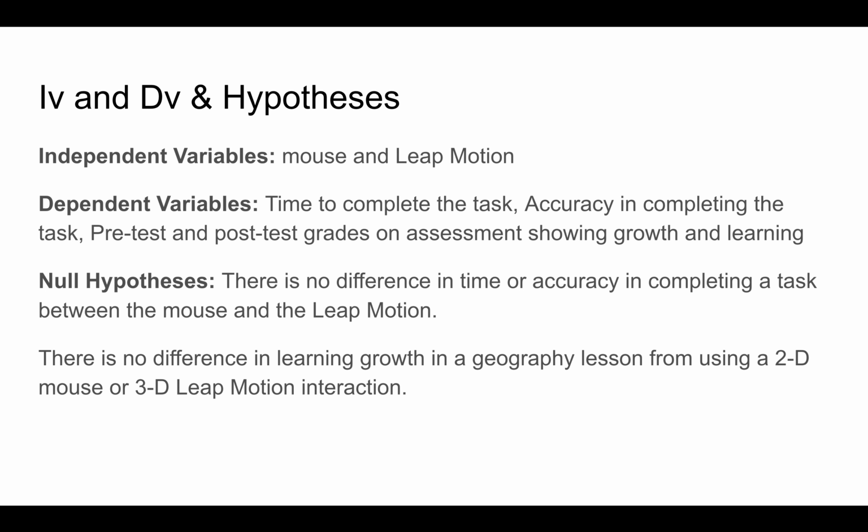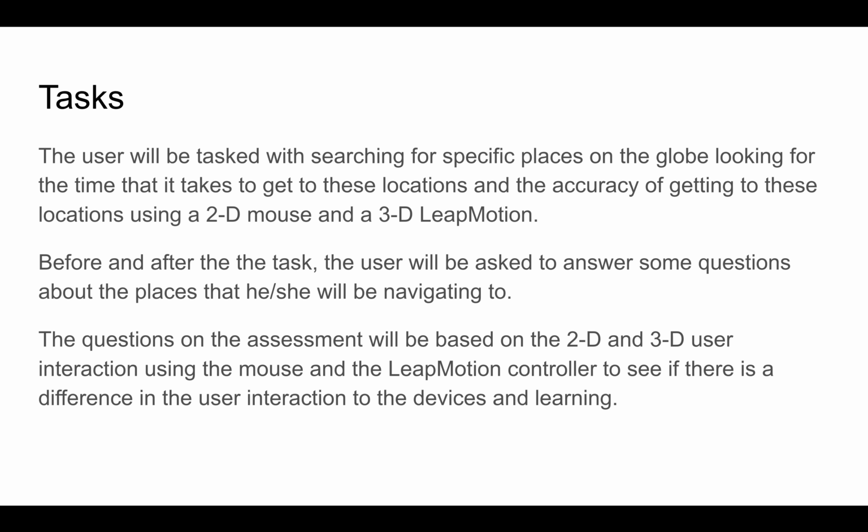So my null hypotheses are, there is no difference in time or accuracy in completing a task between the mouse and the leap motion. And then a second one is, there is no difference in learning growth in a geography lesson from using a 2D mouse or a 3D leap motion interaction.